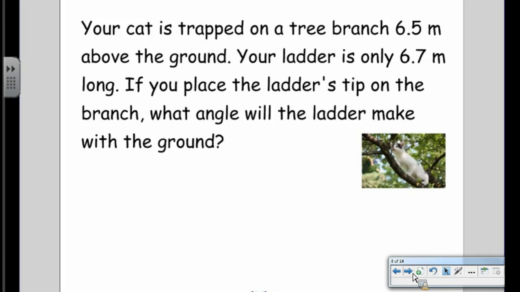Your cat is trapped on a tree branch 6.5 meters above the ground. Your ladder is only 6.7 meters long. If you place the ladder's tip on the branch, what angle will the ladder make with the ground?